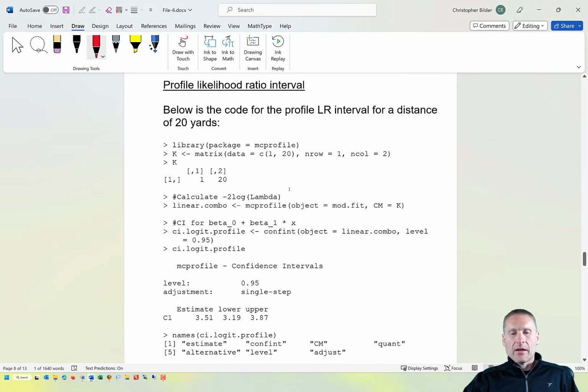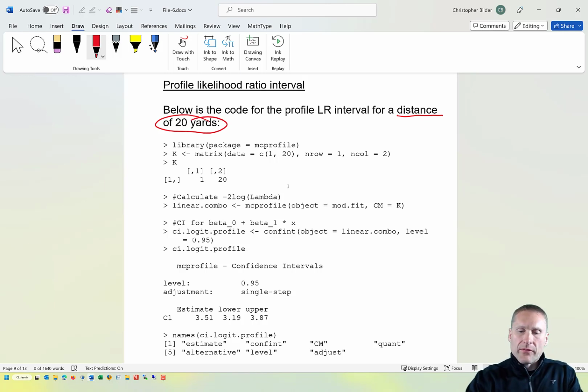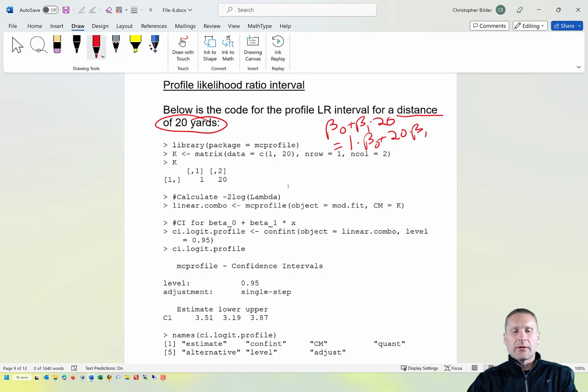Okay. So let's talk about how to do the profile likelihood ratio interval. This is going to be a little bit more complicated to work with here. I'm going to go back to our model that has only distance in it, and I'm interested in only 20 yards. Similar to what we found with the Wald interval, what I'm going to do first is find a profile confidence interval for beta 0 plus beta 1 times 20. Now I could also rewrite this as 1 times beta 0 plus 20 times beta 1. So 1 times beta 0, of course, is beta 0.